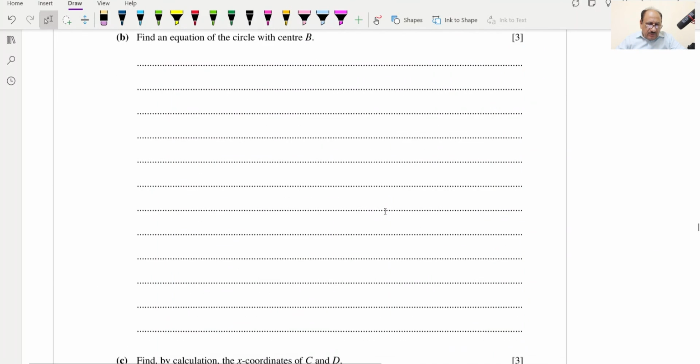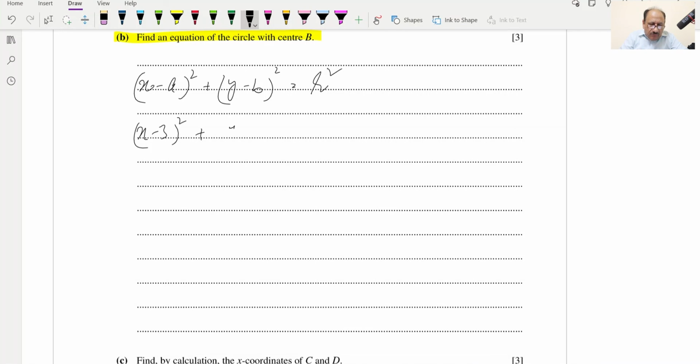Now B part, they are saying find an equation of the circle with center B. Now center is B. So equation of the circle we can write x minus a squared plus y minus b squared is equal to r squared. So if we replace the values, x minus 3 squared plus y minus 2 squared, 3 and 2 are the coordinates of B. So we can write here B 3 and 2, and this is equal to r squared, and r we don't have.